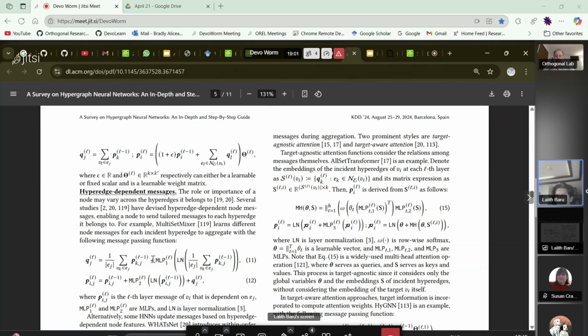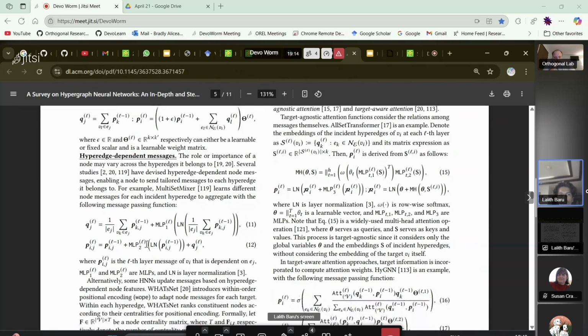While training the hypergraph neural network, we will be able to tune these weights and get the weights appropriate to the problem that we are trying to solve. So this is one way of trying to do it. So this is hyperedge dependent messages.